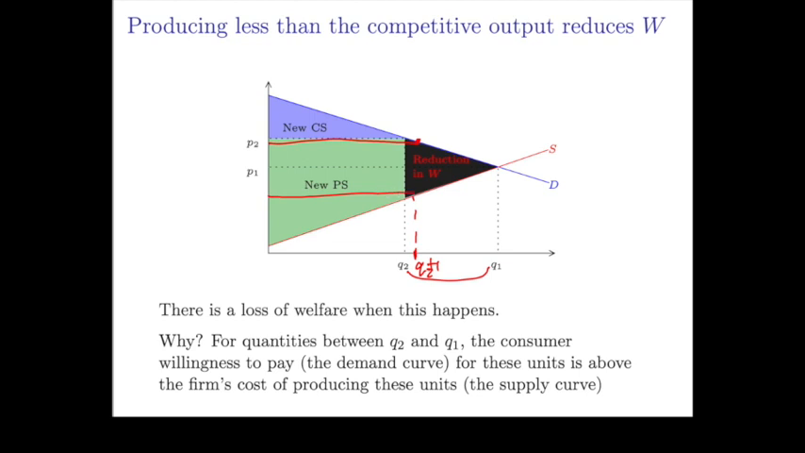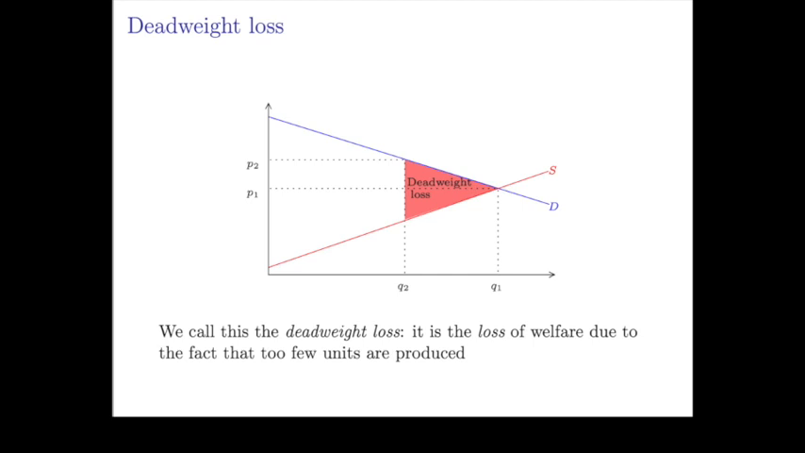So the consumers value it this much more than what the producers are willing to supply it at. So the value that's generated for the consumers is greater than the cost of producing it. And that value is lost by having Q2 be too low. And that's true for every unit between Q2 and Q1. We call this the deadweight loss. The loss from not consuming the right amount of the good is the deadweight loss. So in this case, it's the welfare loss from consuming too few units of the good.